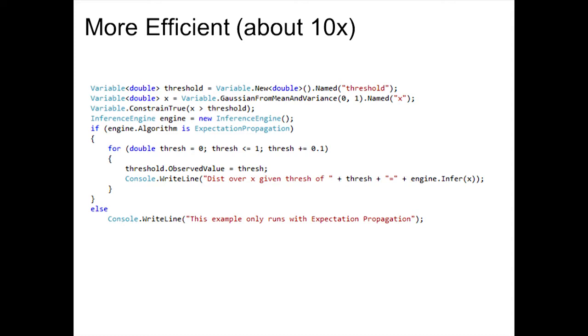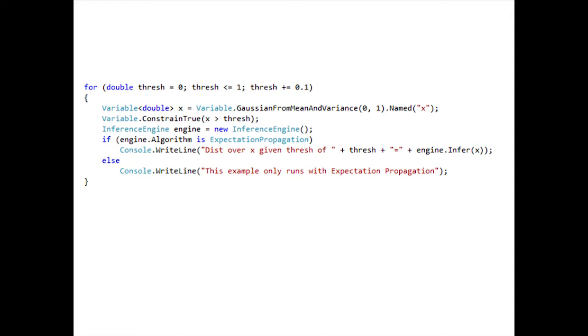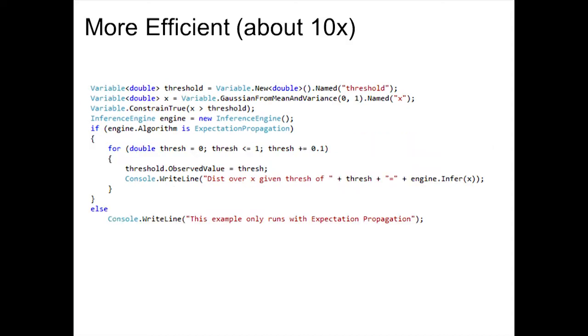But the nice thing is you can instead give it an observed value. And so you make threshold a variable, as opposed to here where we made threshold just a double. Instead, we can make threshold a variable. And we always say that X is greater than threshold, but we actually go through and change the observed value of threshold.